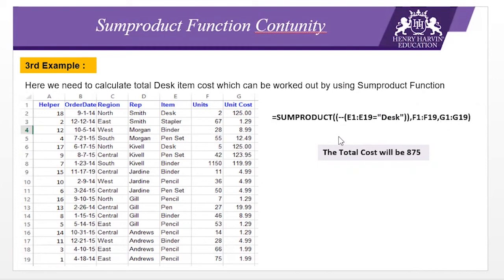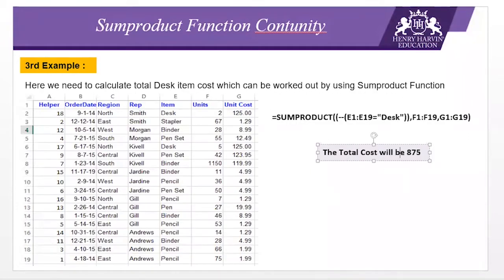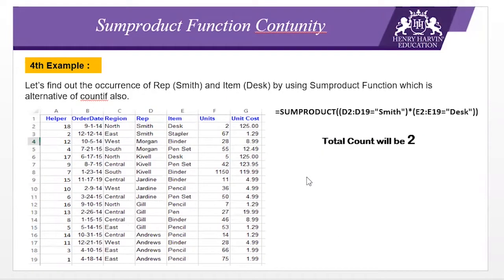Because here we have two options: either we create the total cost, which will be F and G multiplication, or we can pass all the arrays in this SUMPRODUCT function, then the value will be 875. So over here the answer will be the same. All right, and I hope you are getting more clarity now with this example. So now you see the fourth example I'm giving you here.